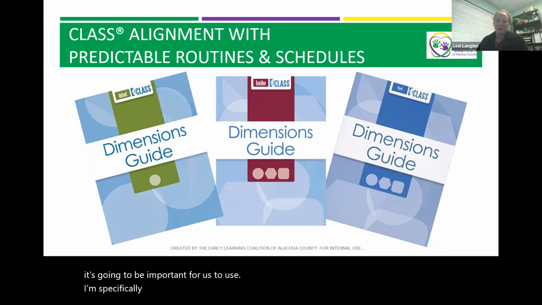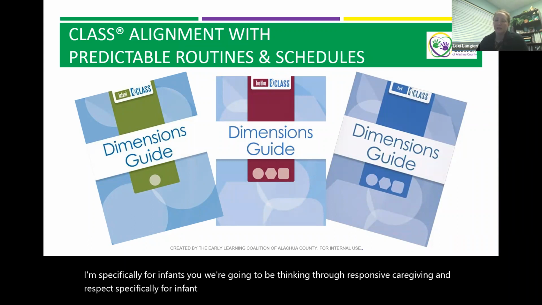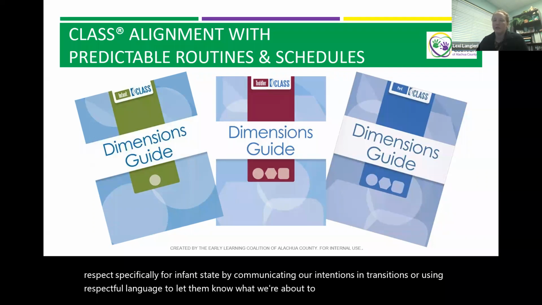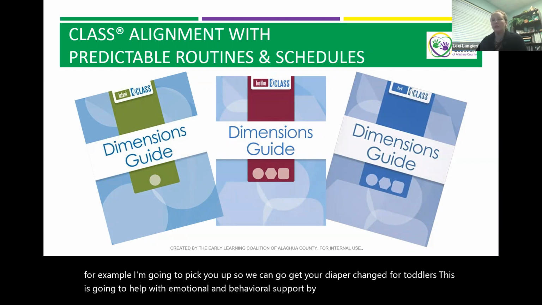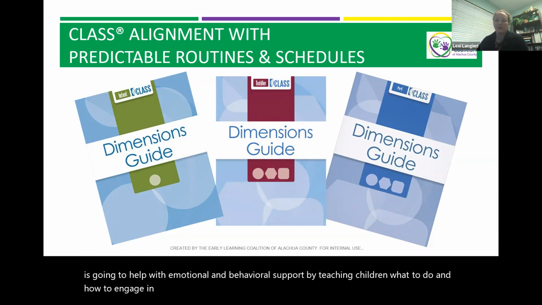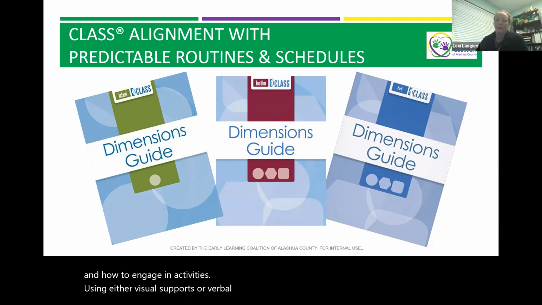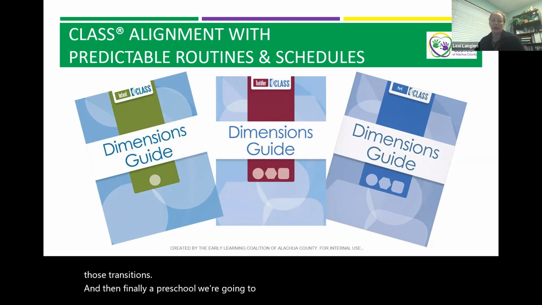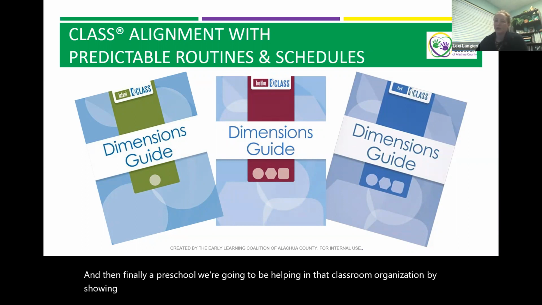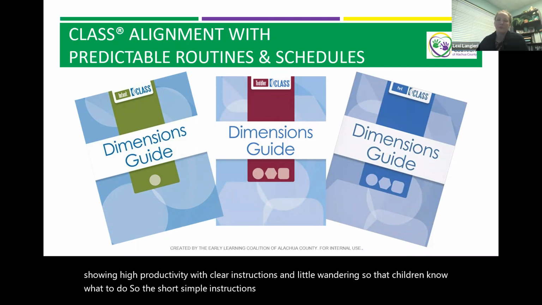Specifically for infants, we're going to be thinking through responsive caregiving and respect specifically for infant state by communicating our intentions in transitions or using respectful language to let them know what we're about to do with them before we do it. So for example, I'm going to pick you up so we can go get your diaper changed. For toddlers, this is going to help with emotional and behavioral support by teaching children what to do and how to engage in activities using either visual supports or verbal reminders or that positive reinforcement to help in those transitions. And then finally in preschool, we're going to be helping in that classroom organization by showing high productivity with clear instructions and little wandering so that children know what to do. So those short, simple instructions really help them know what to do.